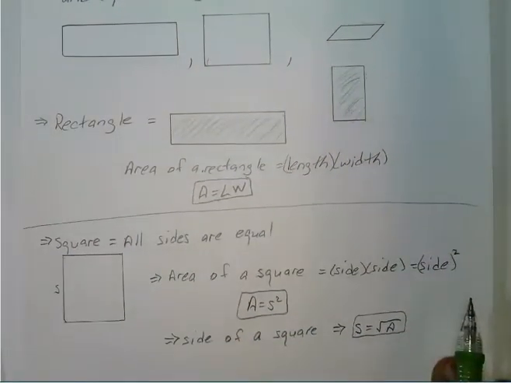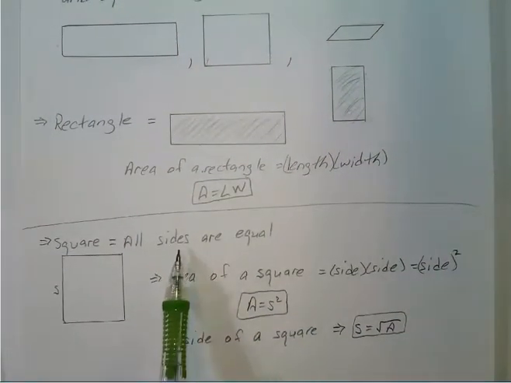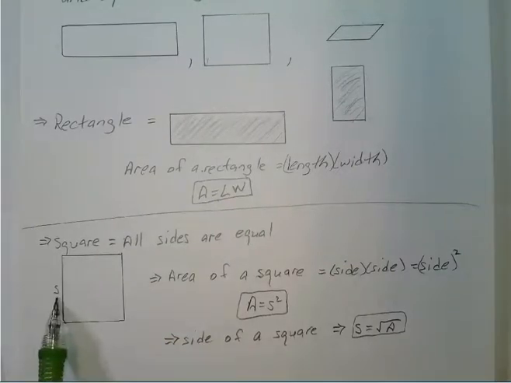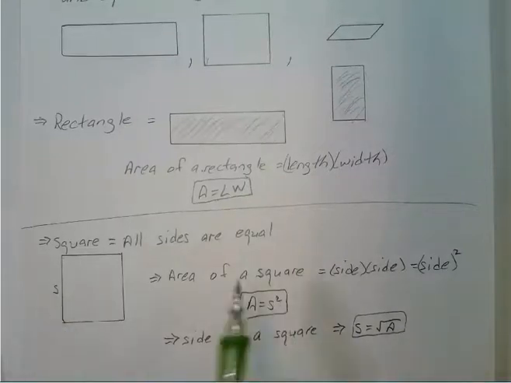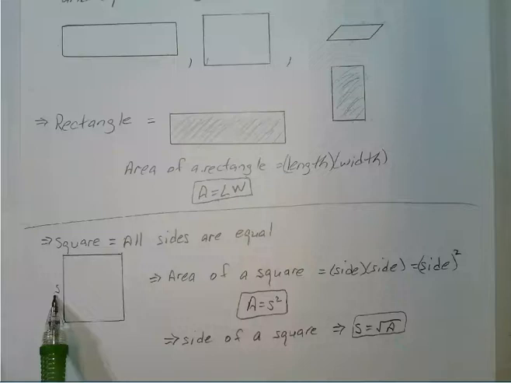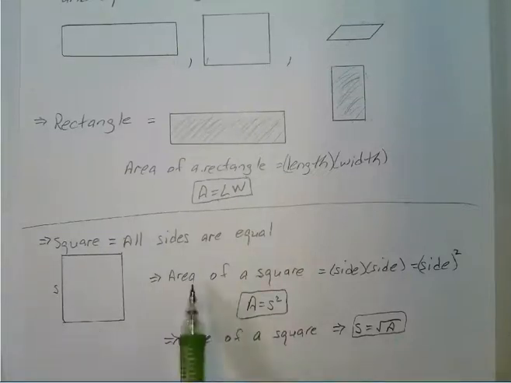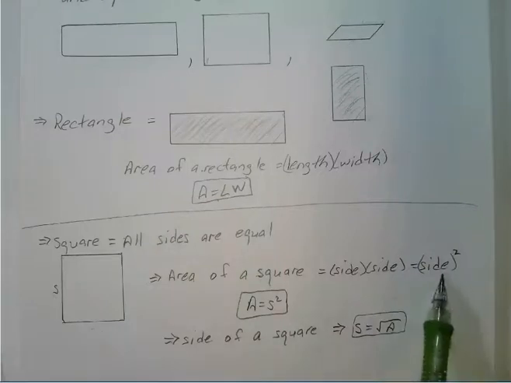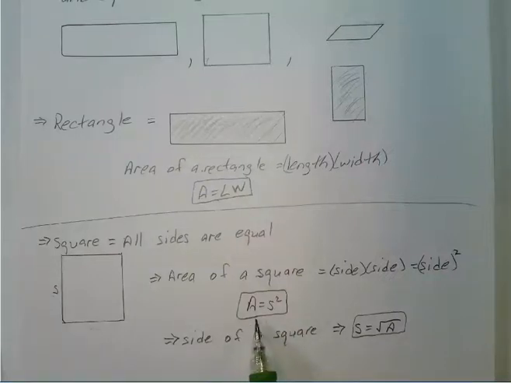Now a square is just a parallelogram where all the sides are equal. Normally for a square, they will give you only one side, but if all sides are equal, whatever this side is, this one's the same. The area of a square is just the side times the side, or the side squared. In other words, length times width. Now if they give you the area and they want you to find the side, it's just the square root of the area.